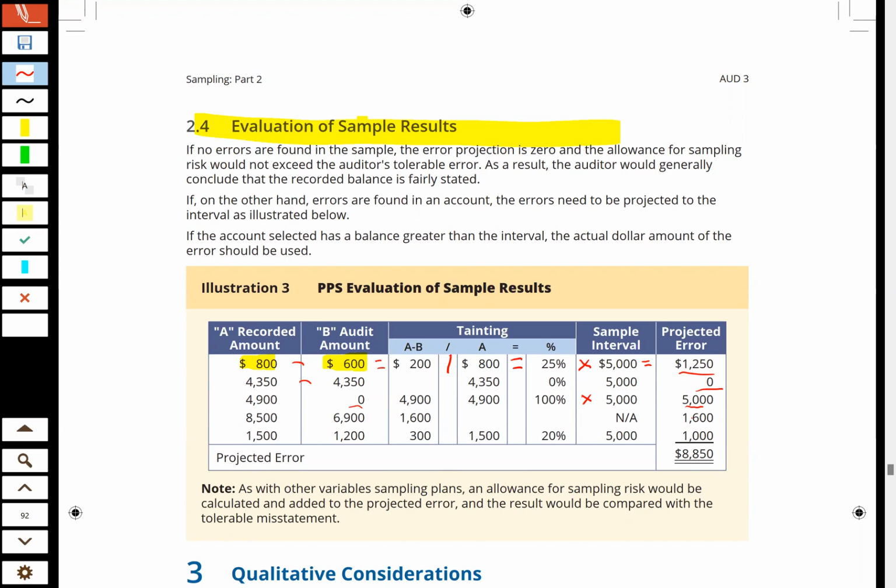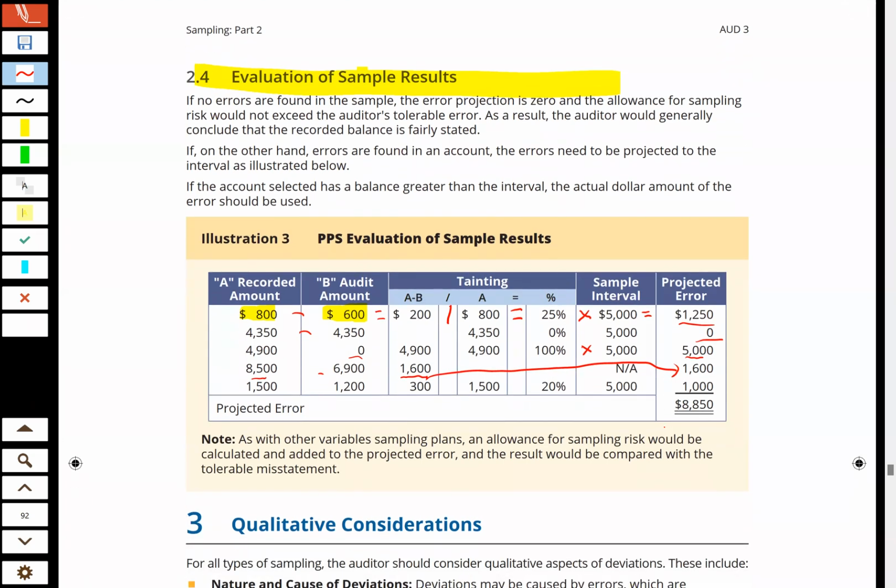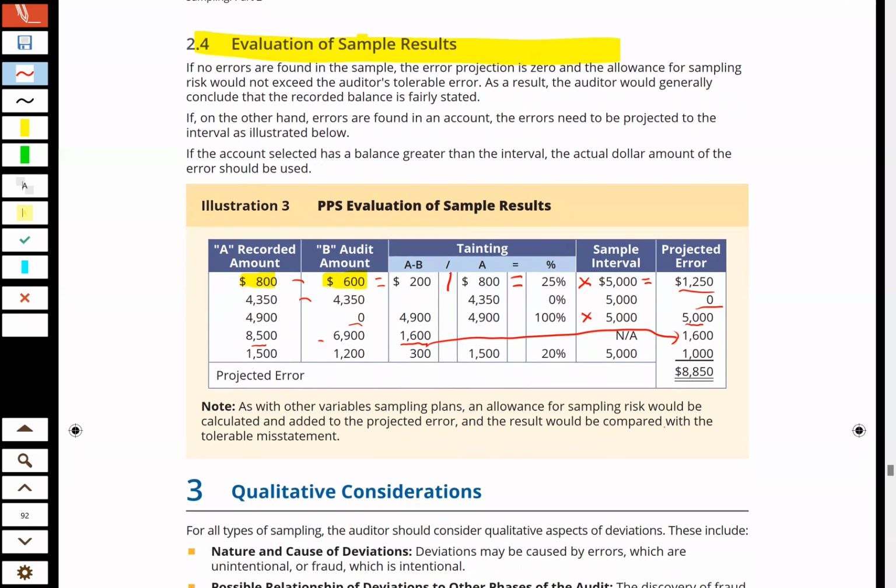Now, very important. The next one was bigger than the interval. And we do find an error there. When that's the case, you bring that error directly over to your projected error. You do not do the tainting exercise. Now, don't write this down, but sometimes I'll get students asking, well, why not? Okay, well, let's try it. Let's do the tainting procedure and see what kind of weird results. The error was 1,600. The recorded balance was 8,500.